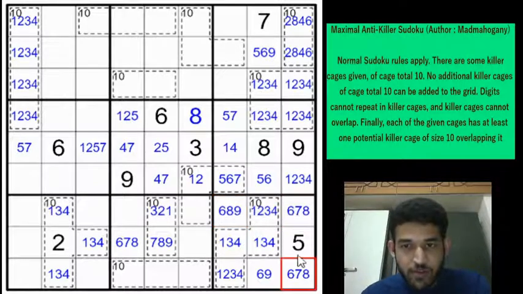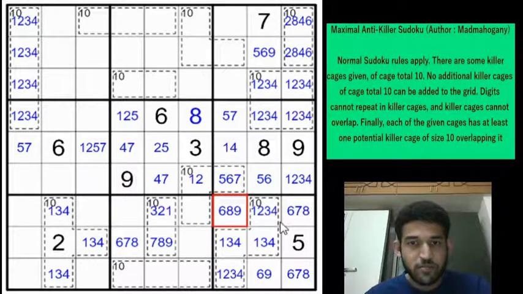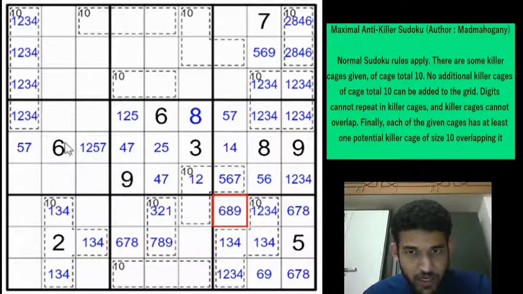Because 7 will be locked in one of these two cells since we have made an invisible triplet 6, 7, 8. So 7 has to be locked in one of these two cells. So this is going to be 6, 8 or 9. Now can we make any more 10 total? That will give us more digits.